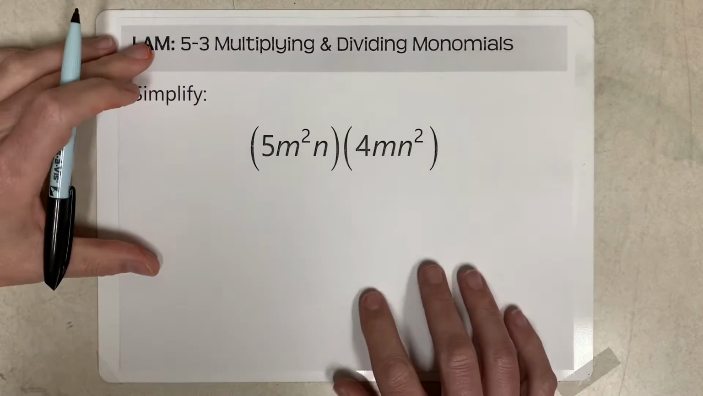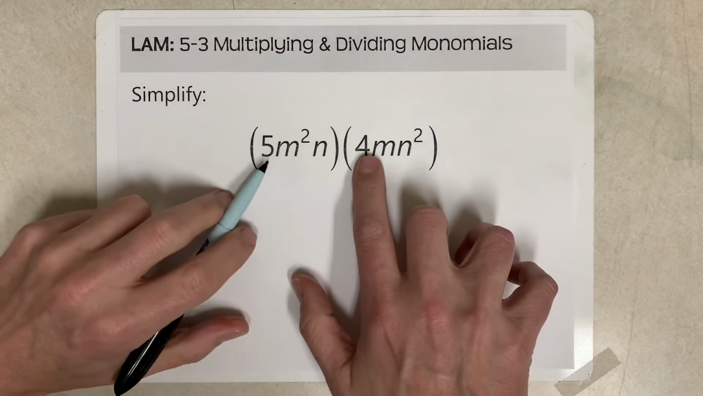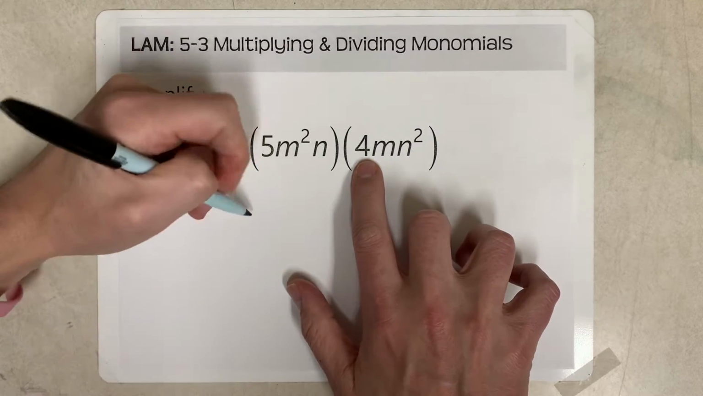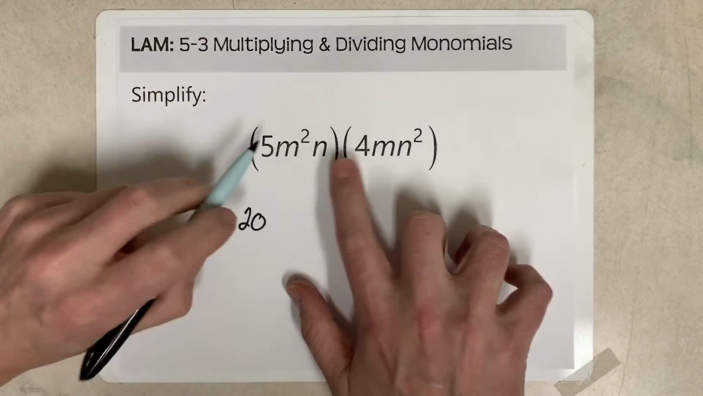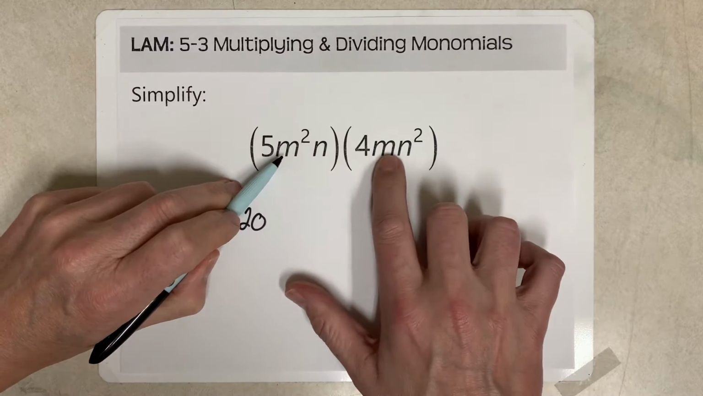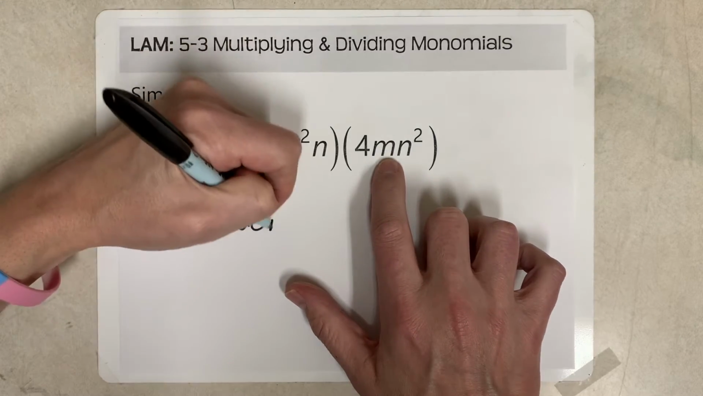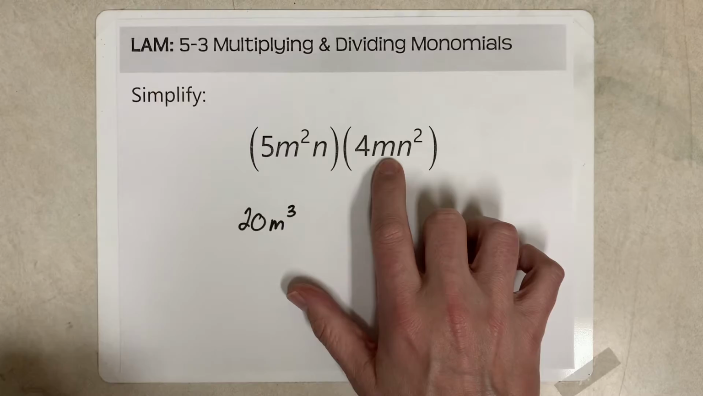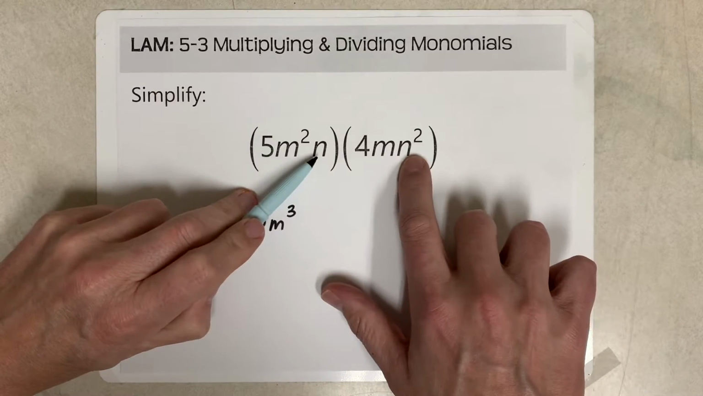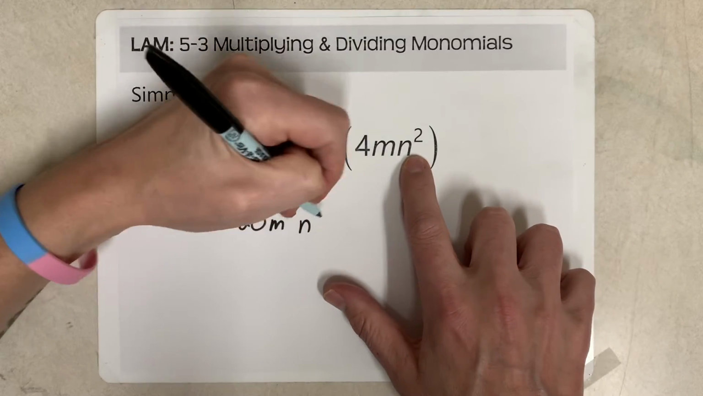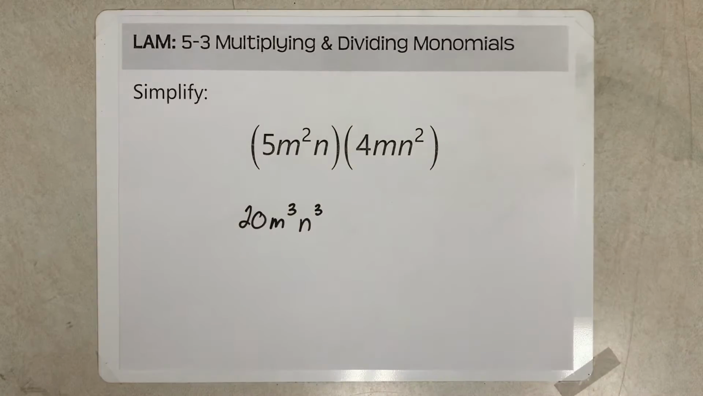Now we have two variables in here, but it works the same way. 5 and 4 make 20. M squared and m, another one, make 3 m's, so m cubed. 1n and 2 more over here are going to make n to the 3rd power, or cubed again. And that one's done.